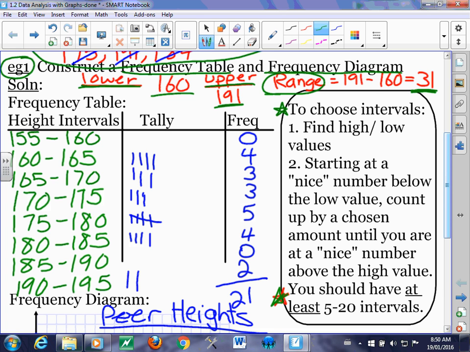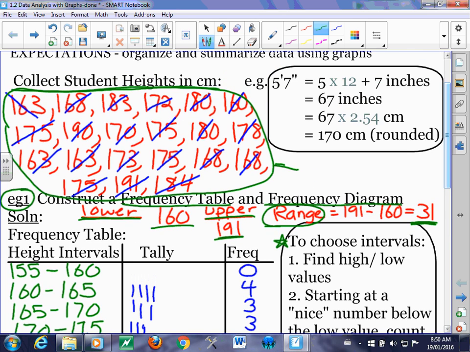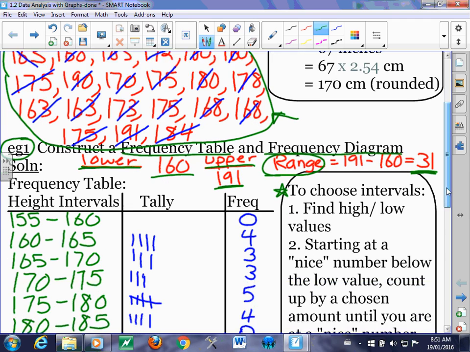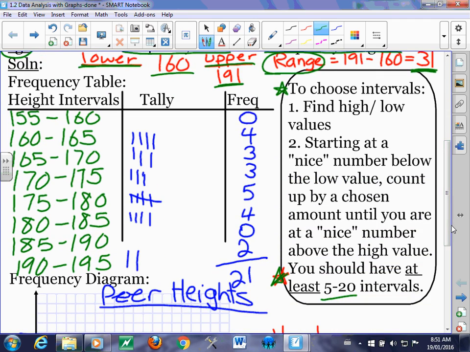Then make sure that you have between 5 and 20 intervals displayed in your table. I chose to go by fives. So I'm going to go 155 to 160 as my first interval, my second is going to be 160 to 165, my third is going to be 165 to 170, etc. And we go all the way so we can include all the values in my sample class. You can use this as an example, or you can make up your own set of data. It doesn't matter. It's just how to organize it and set it up.